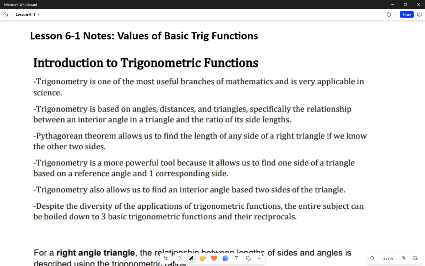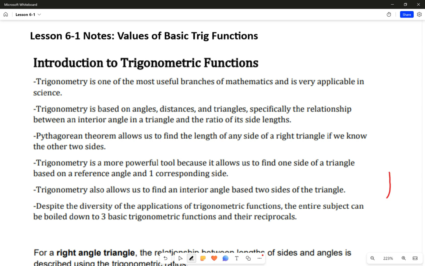Despite the diversity of the applications of trig functions, the entire subject can be boiled down to three basic trig functions and their reciprocals. So I know that's a lot of information that I just read, but I just wanted to show you the different approaches that you will be tackling as we move forward.